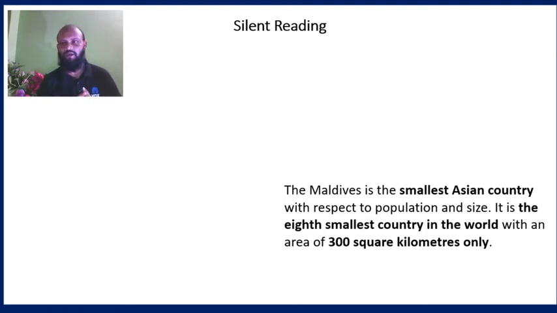I hope you have the English for Today book at hand, and please read this text yourself, and while you are reading, I am going to discuss the key focal sentences from this text because this is a long reading text. So the first one is: the Maldives is the smallest Asian country with respect to population and size. It is the 8th smallest country in the world with an area of 300 square kilometers only.